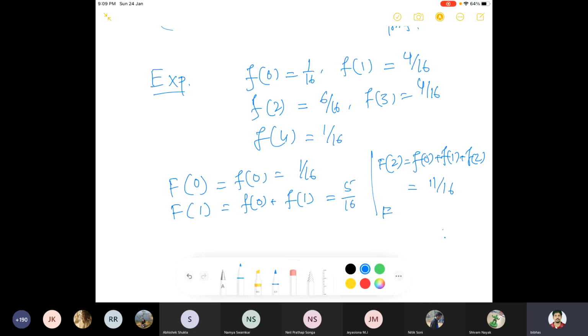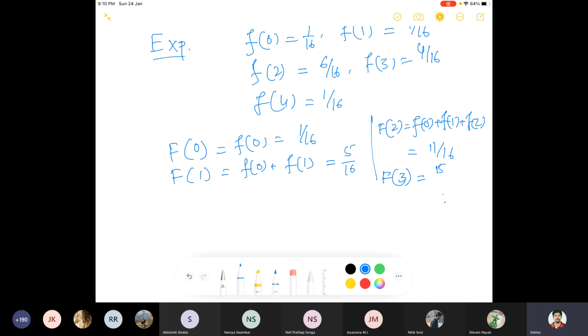And then we have f of 3, which will be f of 0 plus f of 1 plus f of 2 plus f of 3, which will be 15 by 16. And f of 4, which is the sum of all these, will be 1, because of the property of the probability mass function, which you already discussed last day.